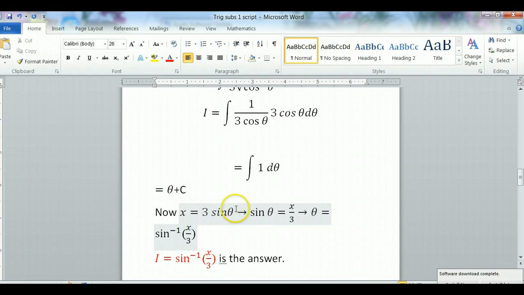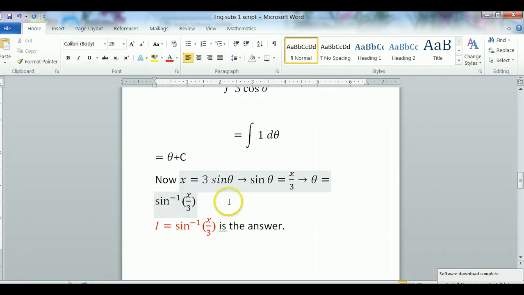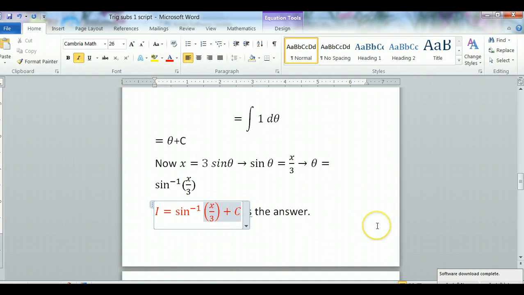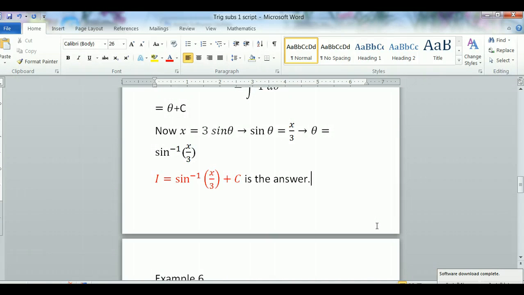Then sine theta would be equal to x divided by 3. If sine theta is equal to x divided by 3, we can solve for theta, which will be theta is equal to inverse sine of x over 3. So the answer would be theta, so we plug it back here. So theta is sine inverse x over 3. So sine inverse x over 3 plus a constant. That's your answer.